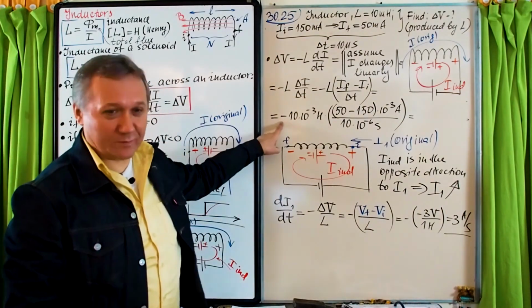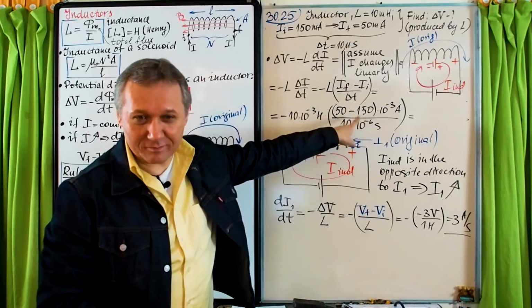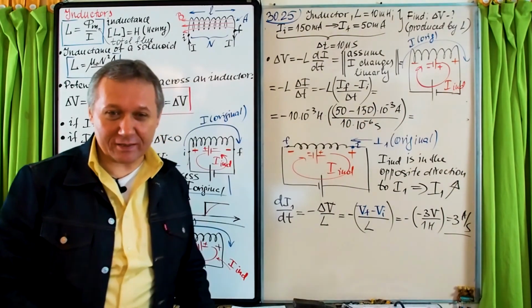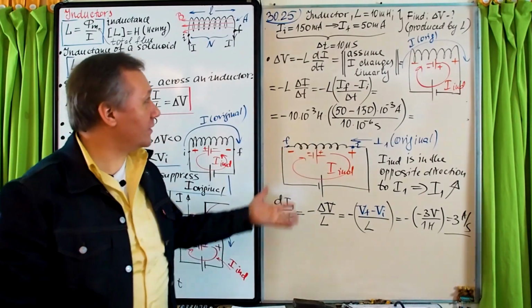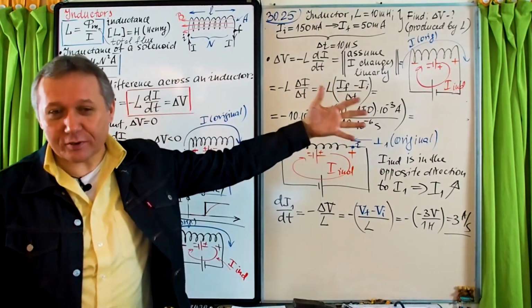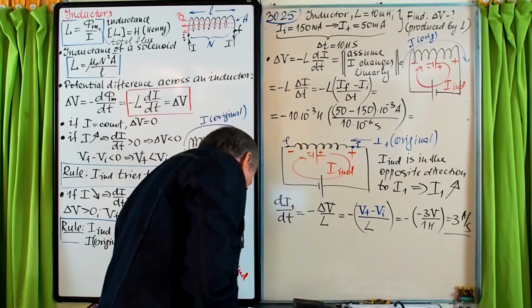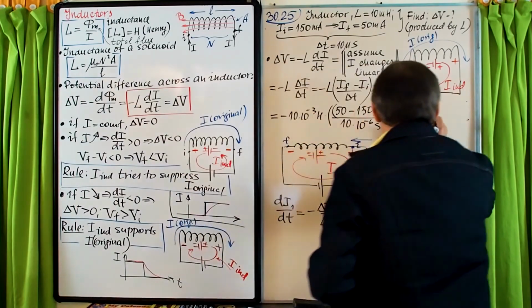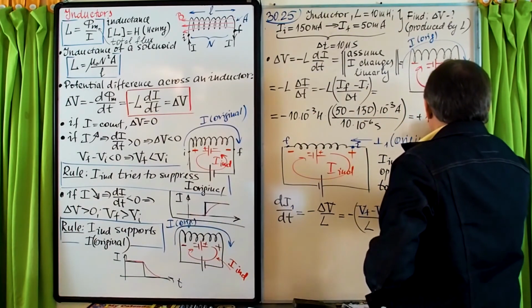So there's a minus in front, and because current is going down, this gives you a negative number, and as a result your delta V is going to be positive. Analyzing this conceptually, if you calculate it, you will get plus, of course, 100 volts.